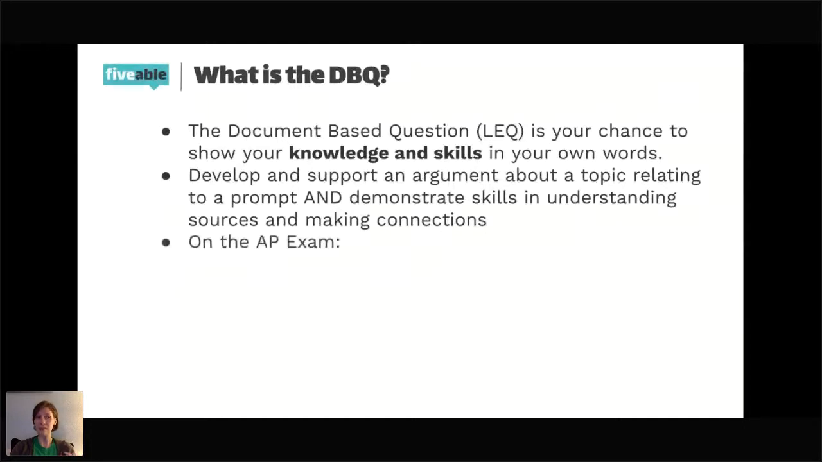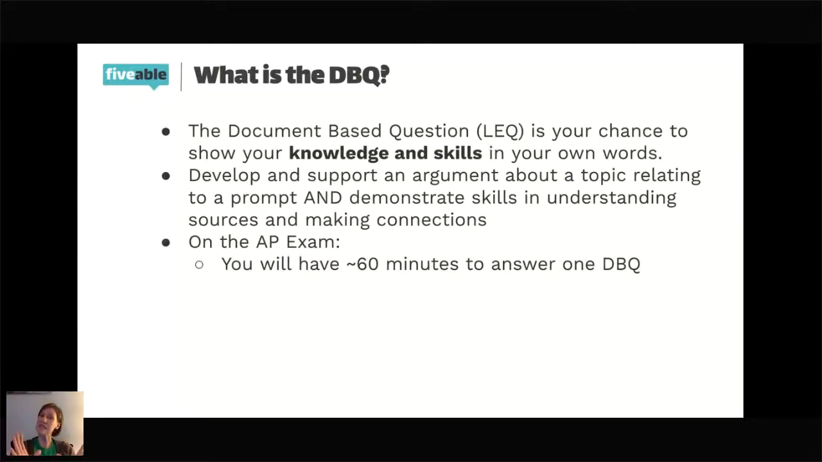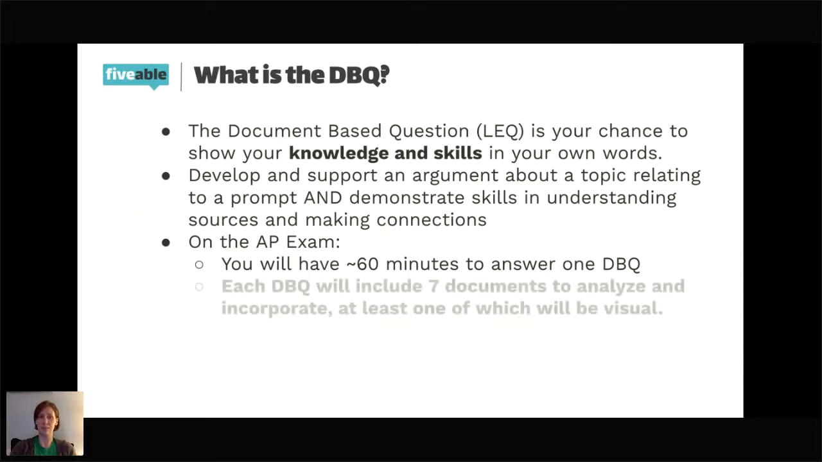On the AP exam, some nuts and bolts, you get 60 minutes, roughly speaking, to answer one DBQ, one document-based question. That 60 minutes includes an estimated 15 minutes of reading time for a set of documents and a prompt, and then 45 minutes of writing time. And you are actually free to manage your time however you like, but that's the estimated time that the College Board expects students should spend on this process.